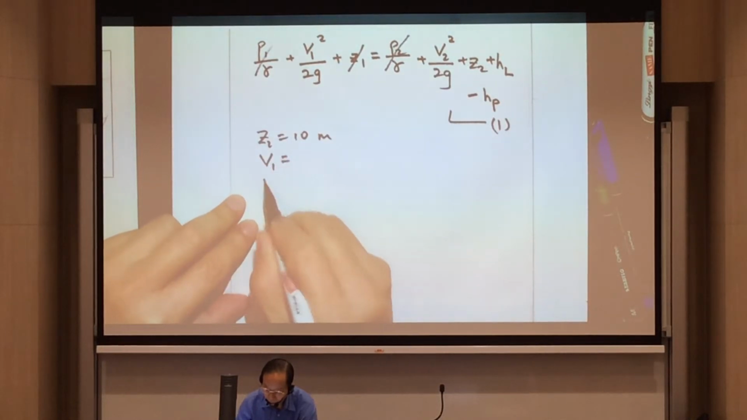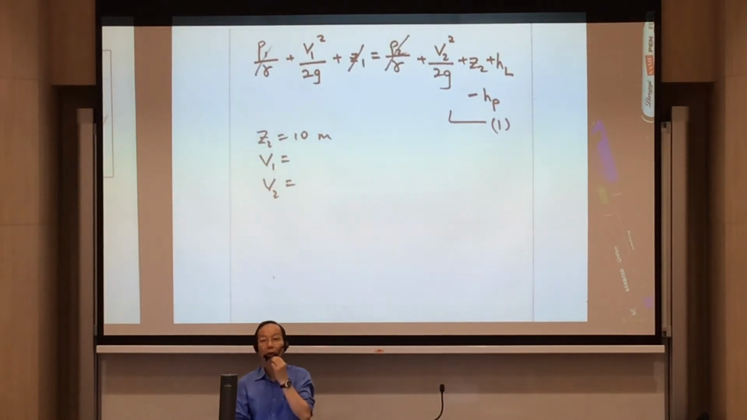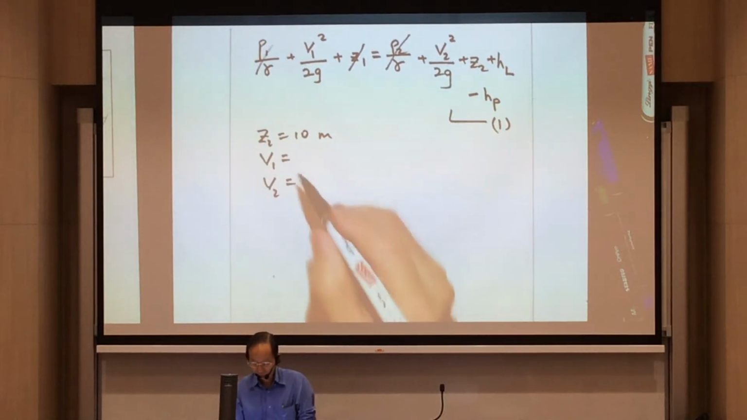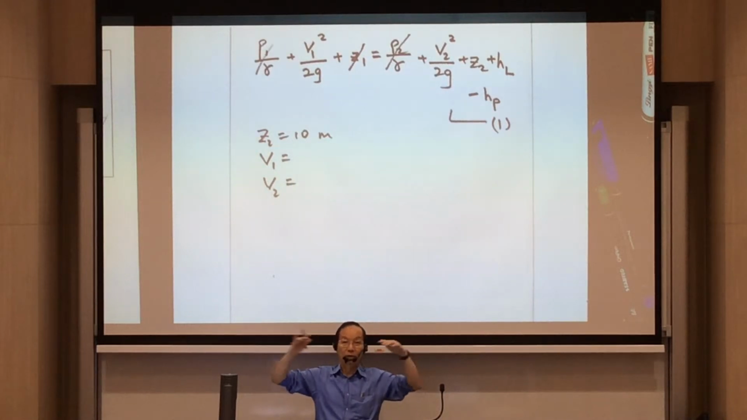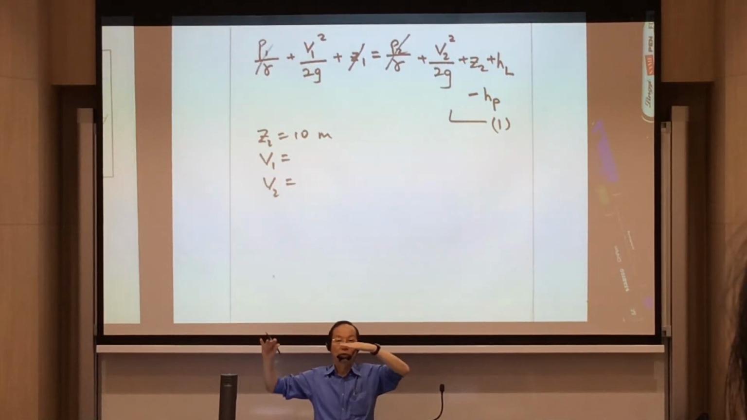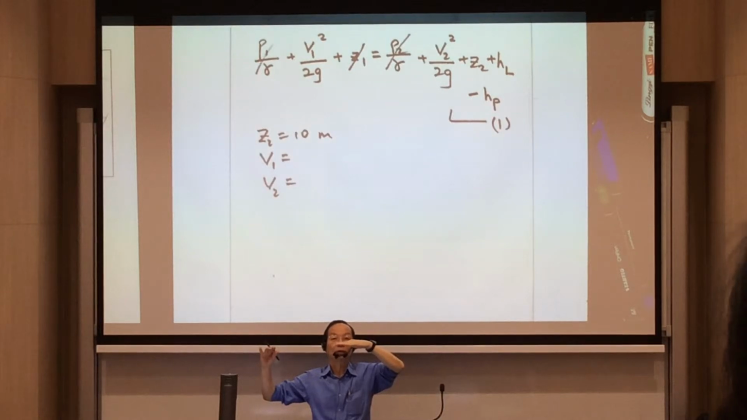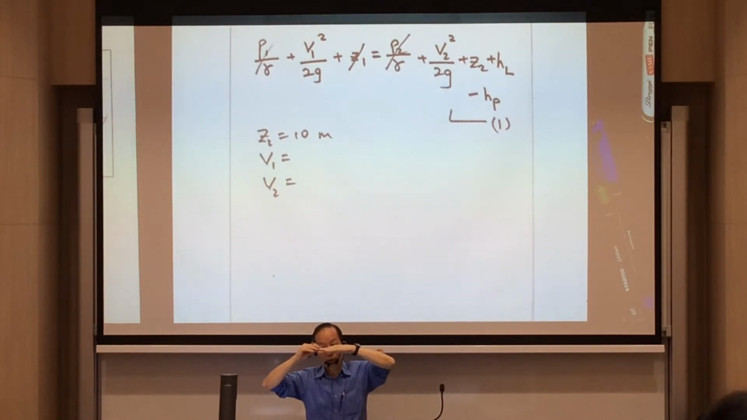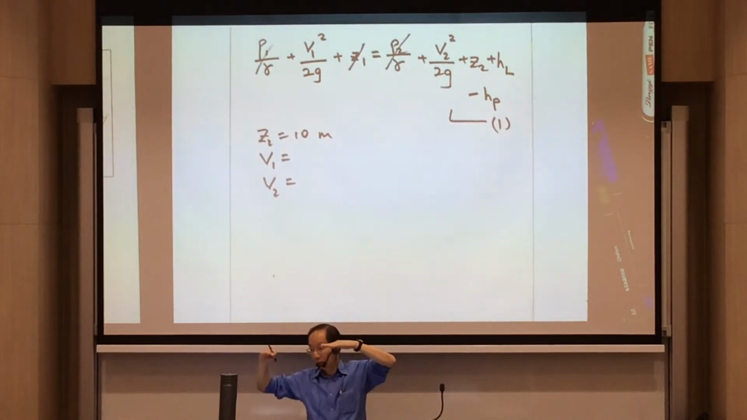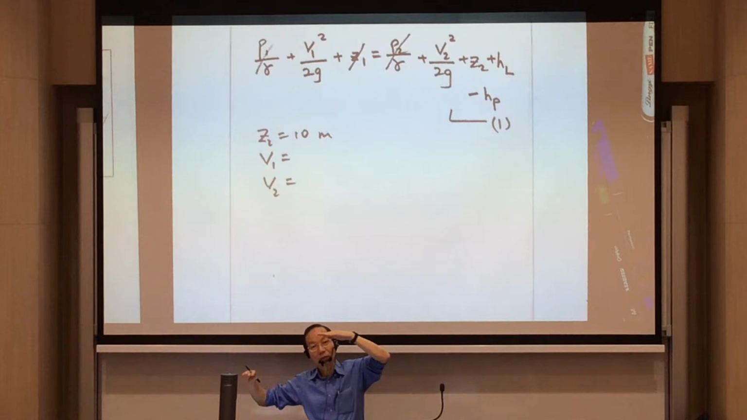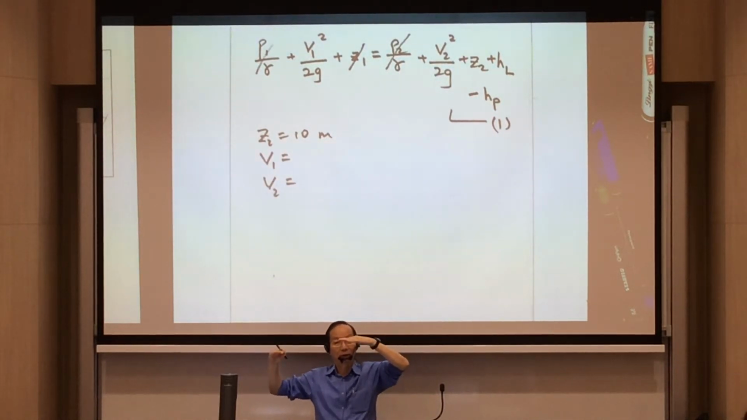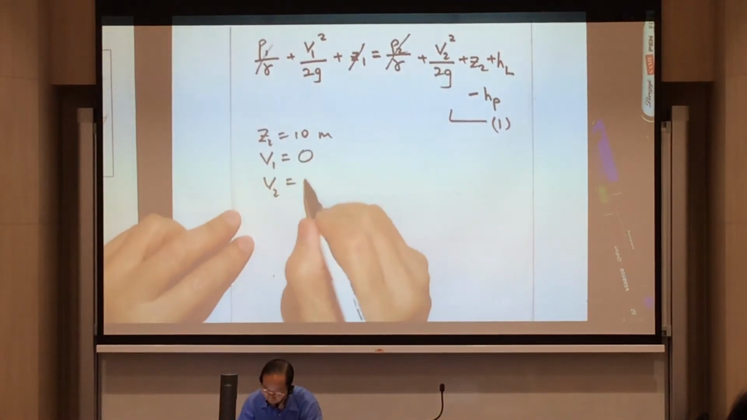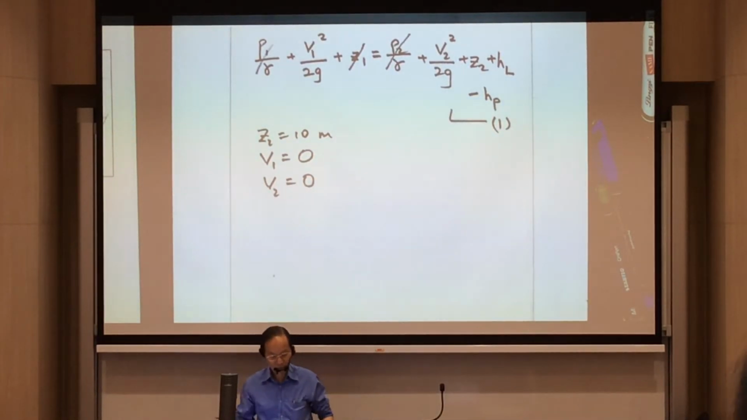V1, V2, because they actually have a very big surface, very big lakes, reservoir or river, very big surface. So the change in height, you cannot see. The change in height with respect to time is very, very slow. You know, water level goes down here slowly, goes up here slowly. So as good as 0. Okay? The change in the water height is as good as 0. So 0, 0. Okay?